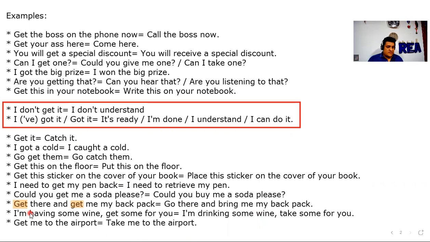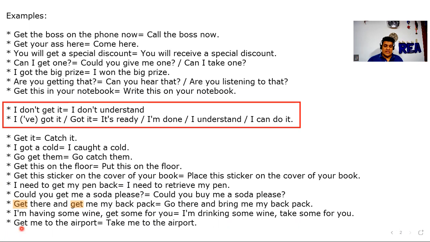Okay, the next phrase, I'm sorry: I'm having some wine. Get some for you. Having some wine means I'm drinking. The verb have in English, you can use it as drink or eat. I will explain this in another video. So I'm having some wine. Get some for you. I'm drinking some wine. Take some for you. We don't say grab. It means take because you are going to pour some wine into a glass. And pour could be another option for this verb.